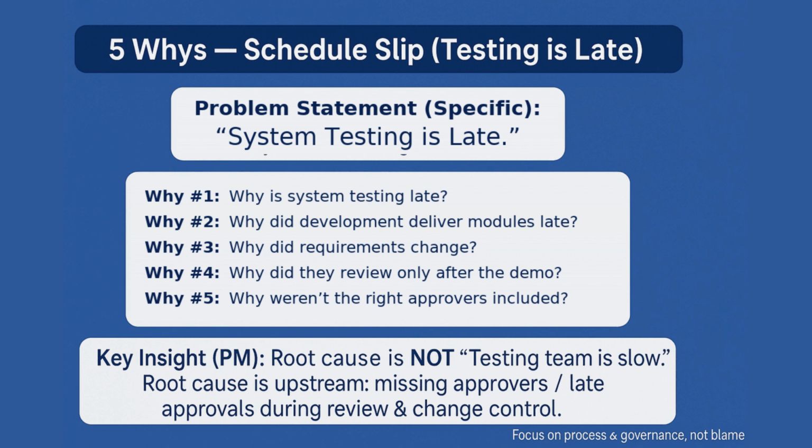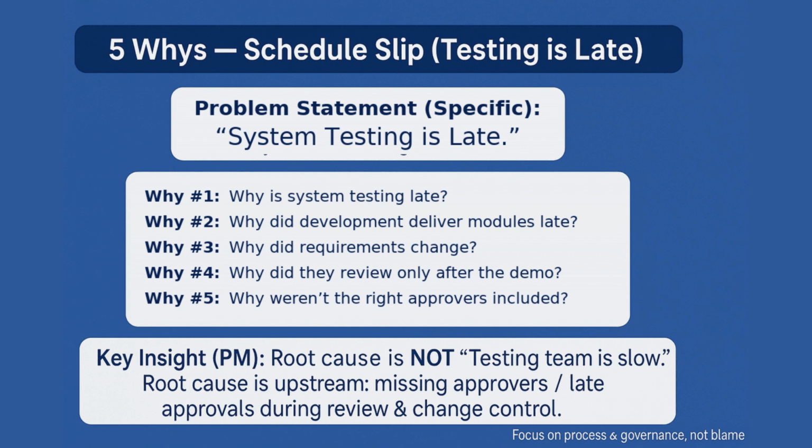5 whys is a simple root cause tool. You take a problem like schedule is slipping and you ask why repeatedly until you reach a cause you can actually control. In project management, this prevents the classic trap, blaming people instead of fixing the system: requirements, dependencies, approvals, estimates, and handoffs. 5 whys means root cause, not symptoms. Important rule, don't use 5 whys to attack people, use it to improve the process. And don't stop at the first answer, because "the developer was late" is not a root cause, that is a symptom. We'll take an example here.